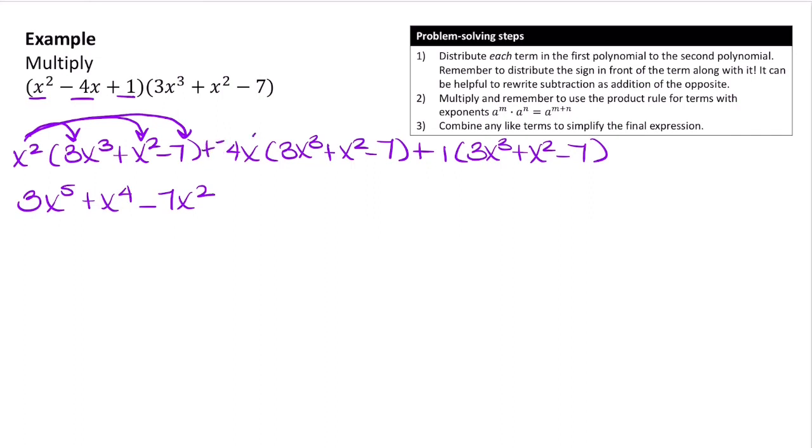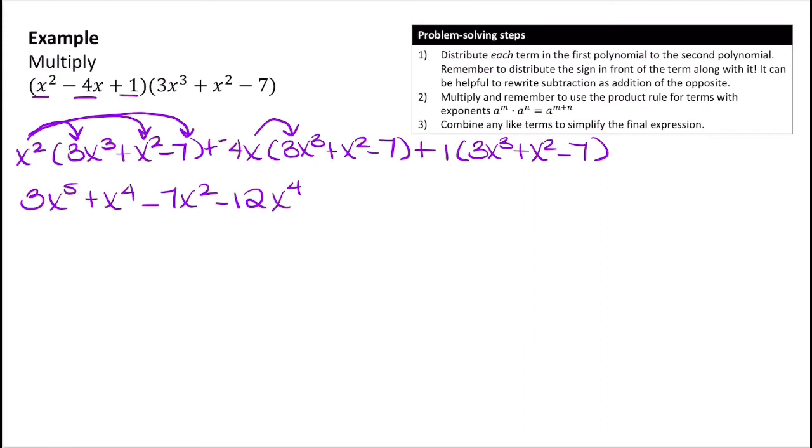So we're going to distribute negative 4x times 3x cubed. So negative 4 times 3 gives me minus 12. X times x cubed is going to give me x to the fourth. So negative 4x times x squared is going to be minus 4x cubed. And then we have negative 4 times minus 7, so that's going to become plus 28. And then we have x.